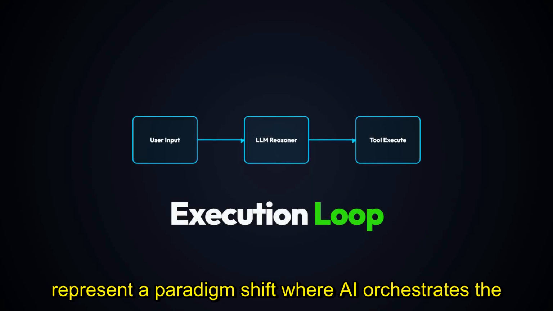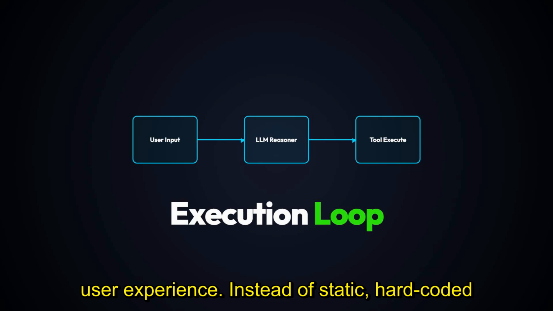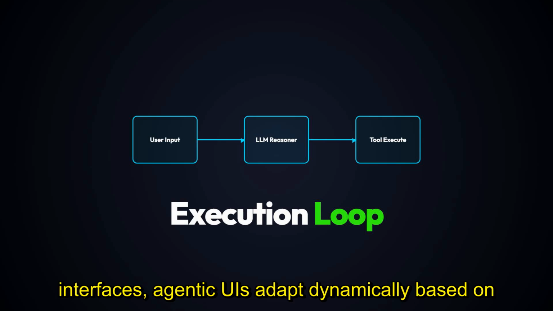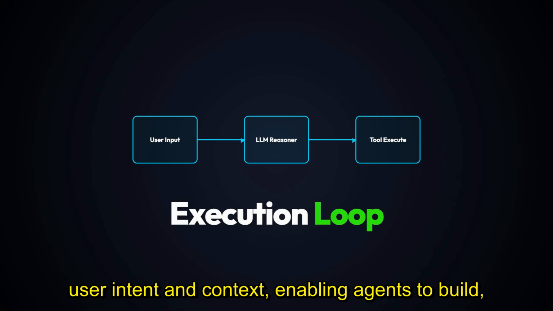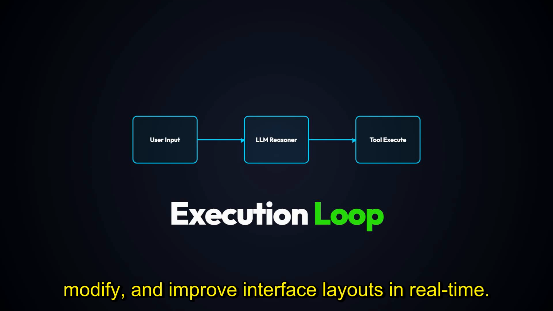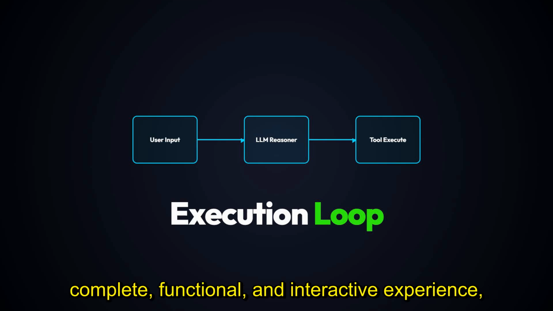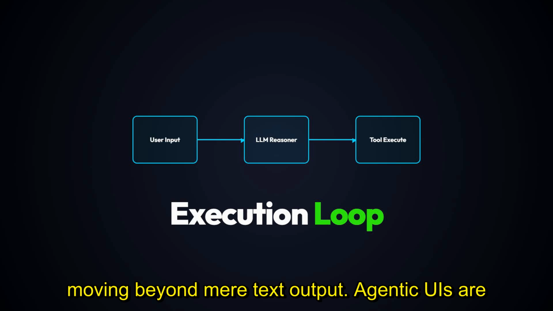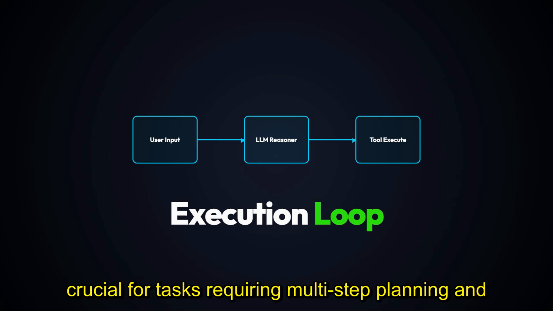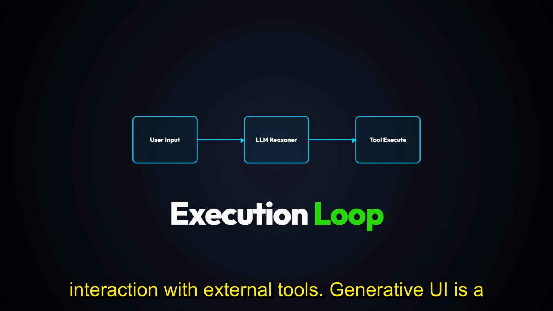Agentic user interfaces represent a paradigm shift where AI orchestrates the user experience. Instead of static, hard-coded interfaces, agentic UIs adapt dynamically based on user intent and context, enabling agents to build, modify, and improve interface layouts in real time. This allows AI to translate complex reasoning into a complete, functional, and interactive experience, moving beyond mere text output. Agentic UIs are crucial for tasks requiring multi-step planning and interaction with external tools.